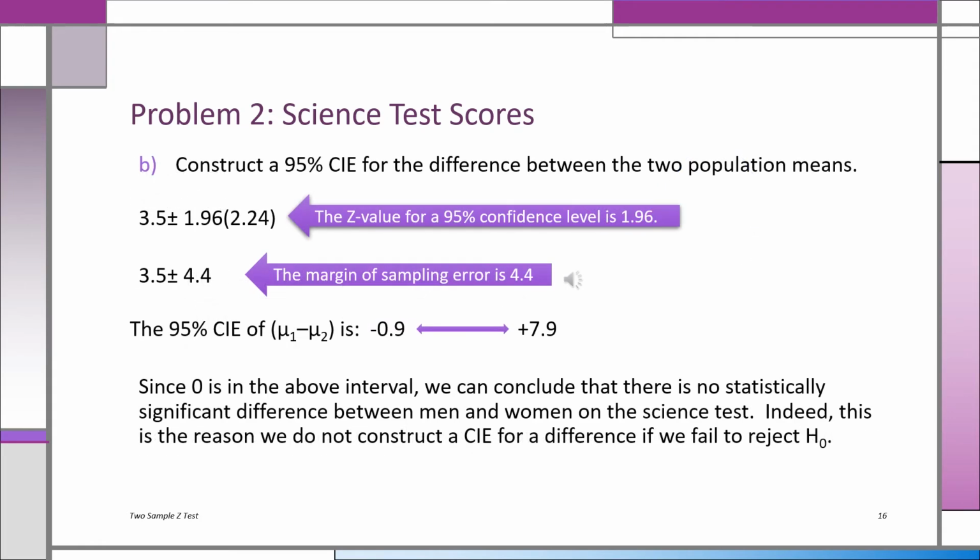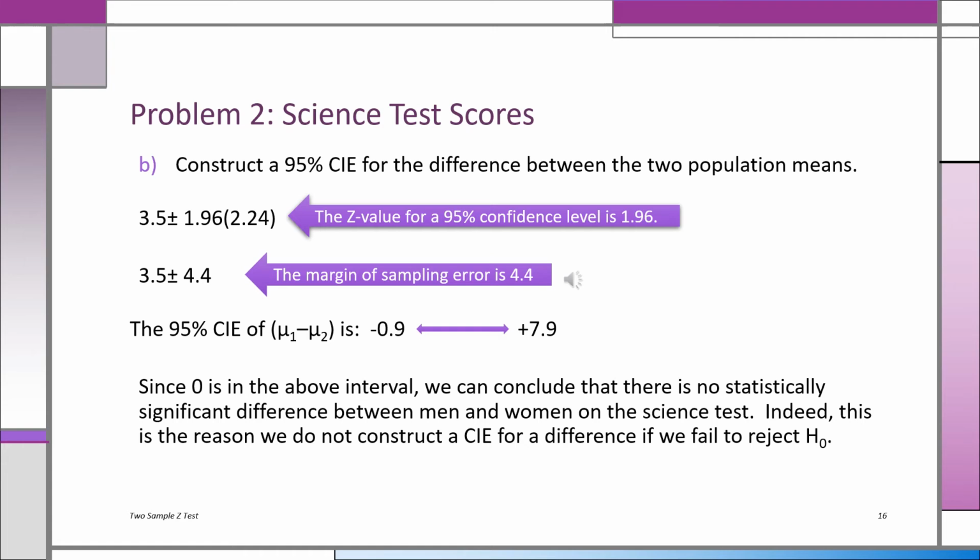If you do decide to do the confidence interval anyway, you have 3.5 plus or minus 1.96 times 2.24. So the margin of error is 4.4. When the margin of error is more than the observed difference, there's got to be a 0 in there. So here's our confidence interval. It goes from negative 0.9 all the way to plus 7.9. Obviously, 0 is in that interval. So basically, that reinforces there's no difference.